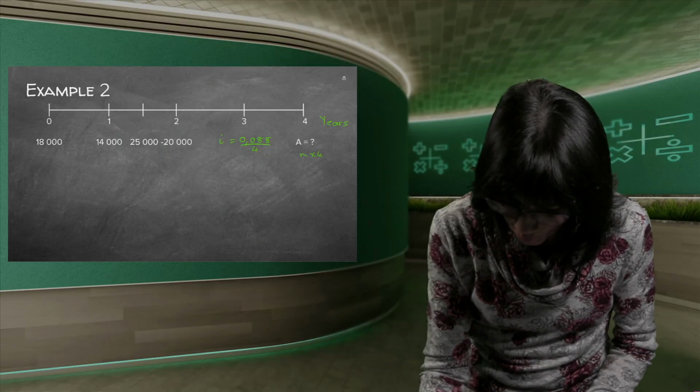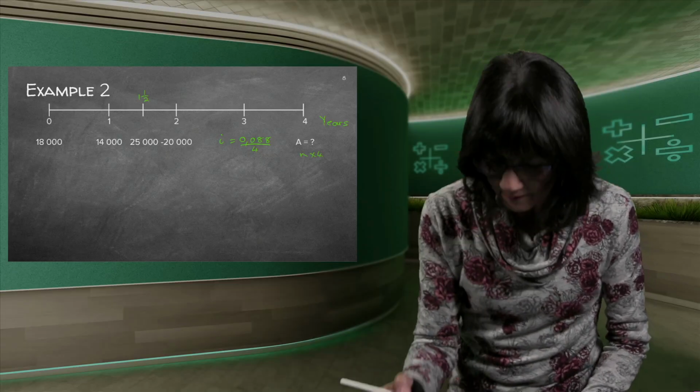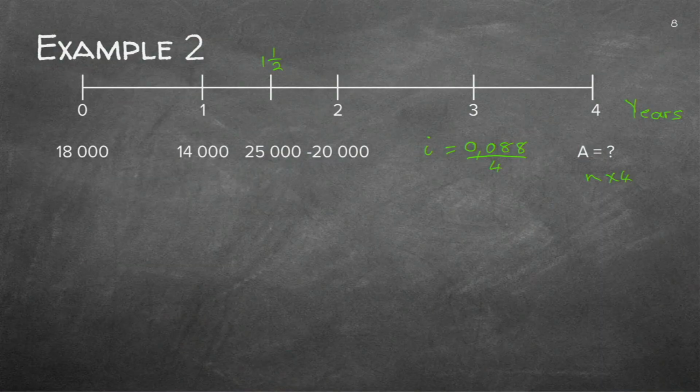Now, this is 1.5 years. You agree? Because it's right in between. They said after 6 months. So it's 1.5 years. And then they said on the second year, he withdrew 20,000. On the third year, nothing happened. And on the fourth year, they want to know how much money is now in the bank.